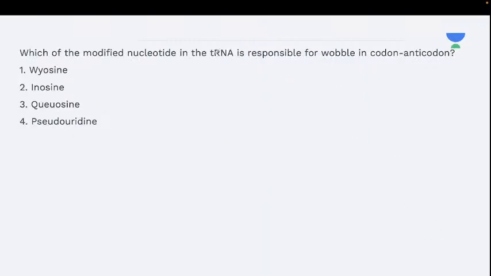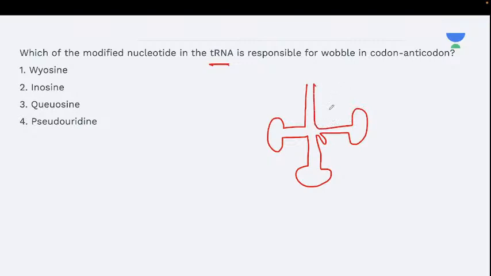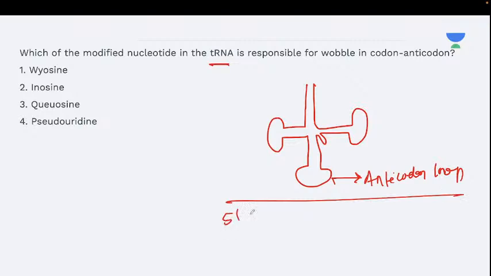Which of the modified nucleotides in the tRNA is responsible for wobble codon anticodon pairing? So let me draw a tRNA. Okay, you can see. So guys, this is the anticodon loop. This will bind to the mRNA, isn't it? There will be 3 bases. So which of the following modified nucleotides is present in tRNA?